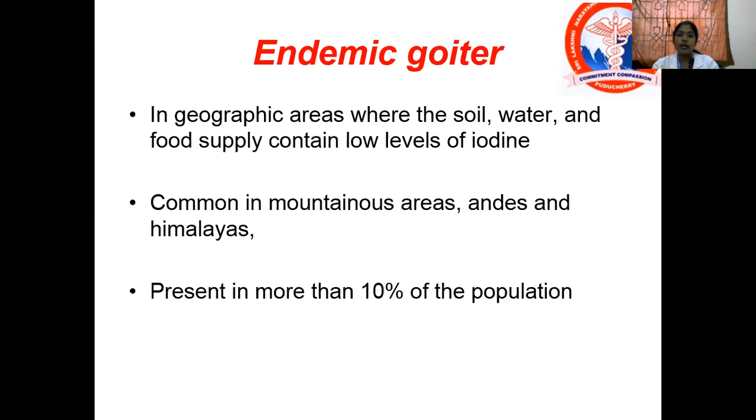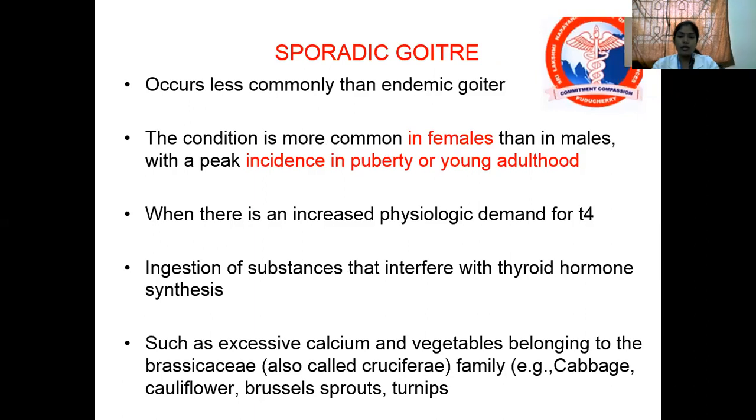What is endemic goiter? In geographic areas where the soil, water, and food supply contain low levels of iodine, endemic goiter is most commonly seen in mountainous areas and the Himalayas. It is present in more than 10% of the population. What is sporadic goiter? It occurs less commonly than endemic goiter. The condition is more common in females than in males, with a peak incidence in puberty or young adulthood.